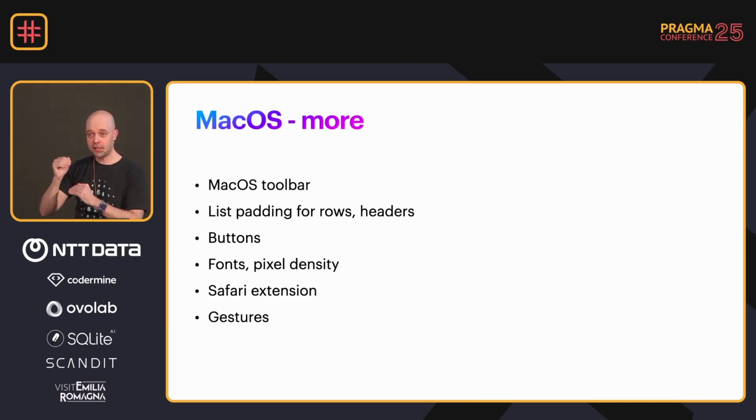Padding for rows and headers is something that you have to check for every screen. Every time the padding is a little bit different on the macOS, and you had to add platform-specific code every time. Buttons are automatically translated to the Mac style, which is great. You can have a custom UI button if you want. You just need to specify plain style. Fonts, pixel density, we went through that before.